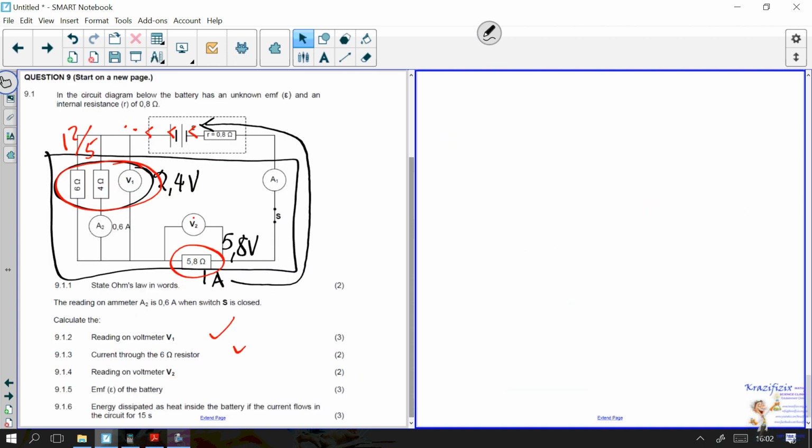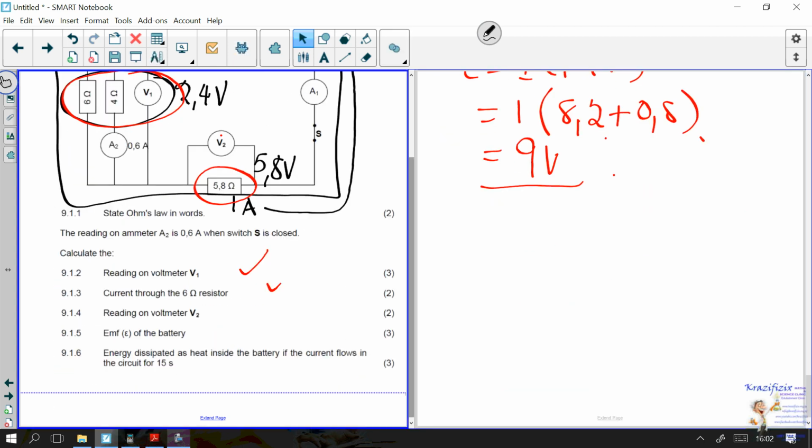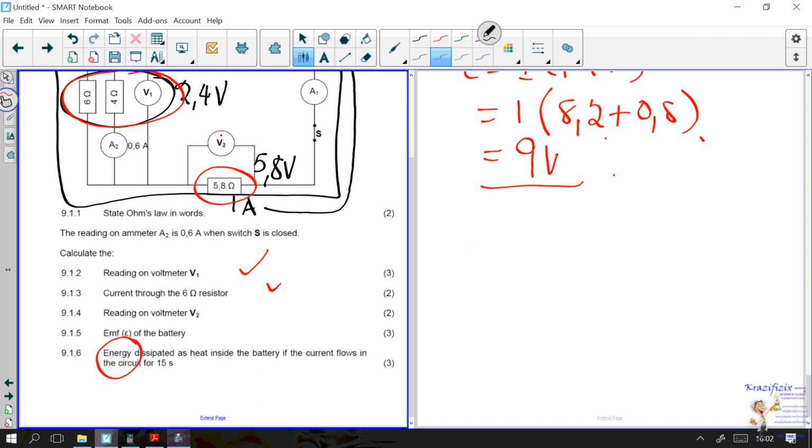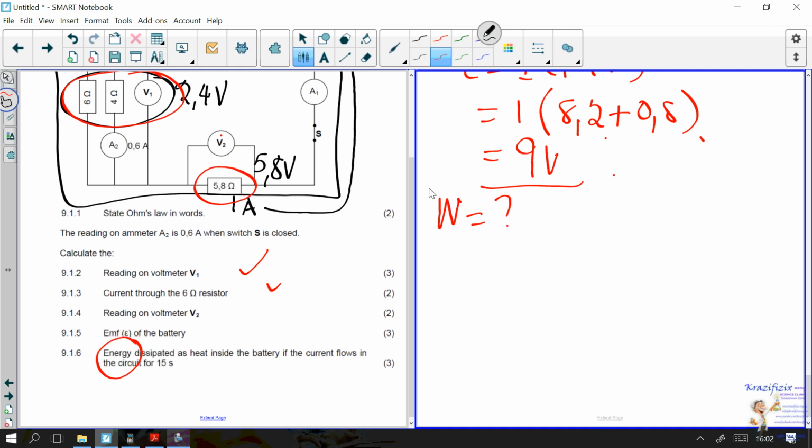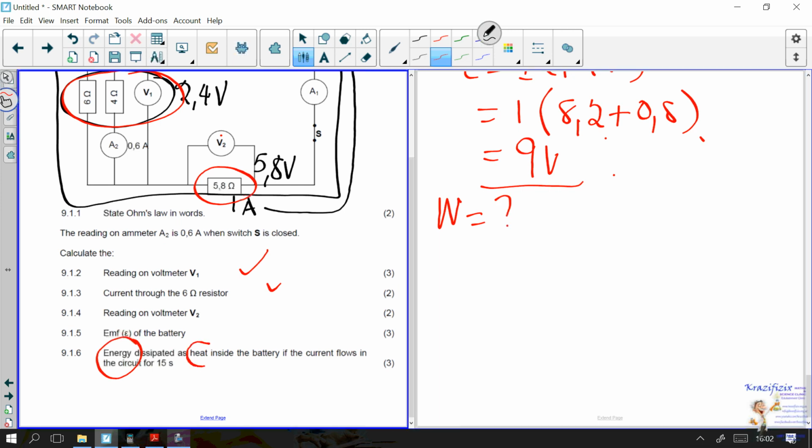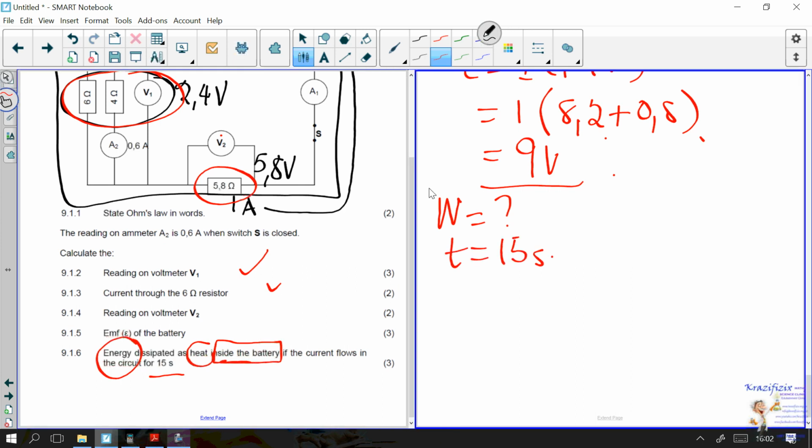Now, energy dissipated. When you see the word energy, please learn to think about work. So basically, I am looking for work. Energy dissipated as heat inside the battery. Very key. If the current flows for 15 seconds, T is 15 seconds. What do I know about my battery? Current in the battery is 1. The potential difference in the battery is what? 9 volts. So my work, if you go to your formula page, you'll find different formulas that you can use, but this looks more appropriate.